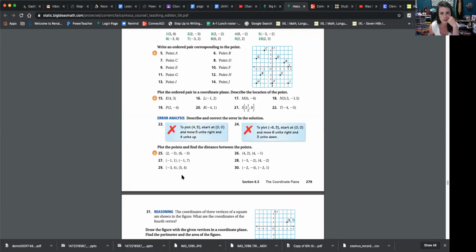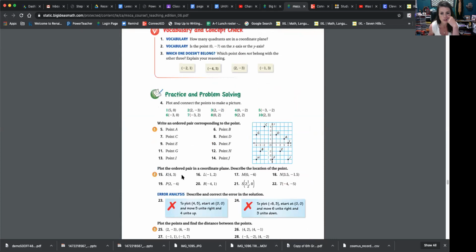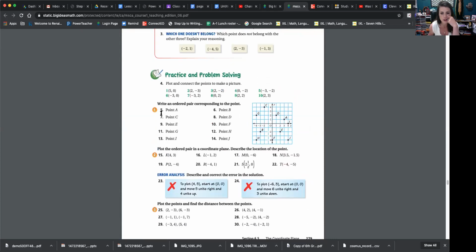So let's see. Yeah, on these, for your assignment, all you really have to do is just make sure that you're using your positives and negatives correctly and doing the x first and then the y. So for point A, you would do 3, 1, right? Because you're over 3 up 1. For B, it would be -3, 2, and so forth. When it gets tricky is when you have those halves. But as long as you're paying attention to if it's a negative or positive, and if it's the x or y, then you should be able to do it.